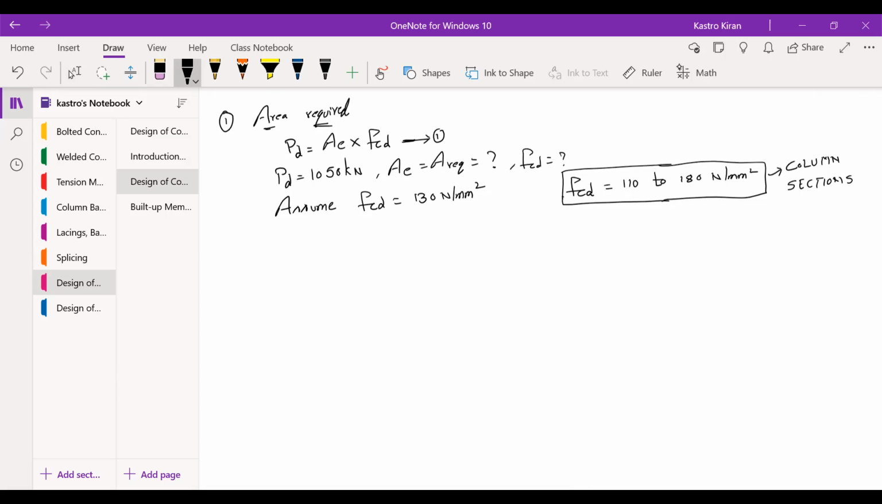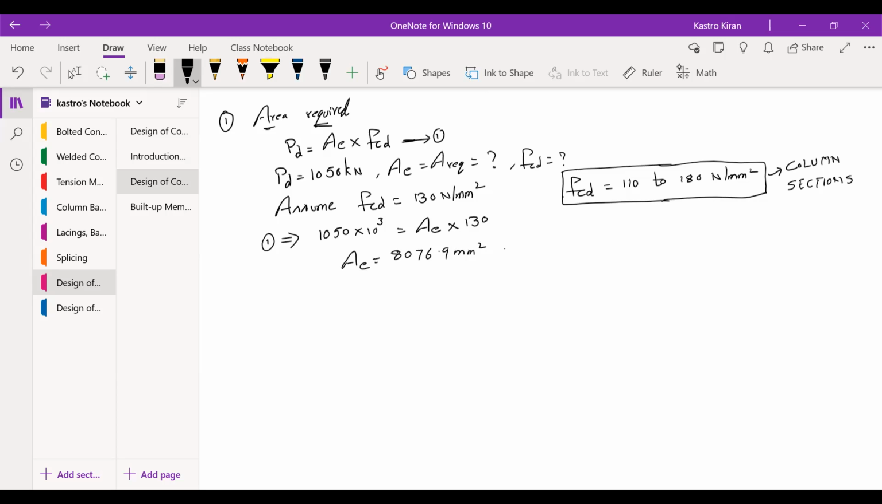So we know the PD value and we also know the FCD value. So from equation 1, we can get the value of AE, which is 1050 into 10 cube, which I am converting into newtons, equals AE into FCD. What is the value of FCD? It is 130. So if you solve for this one, you are going to get AE as 8076.9 mm square.